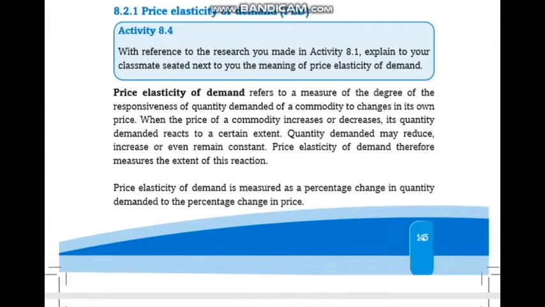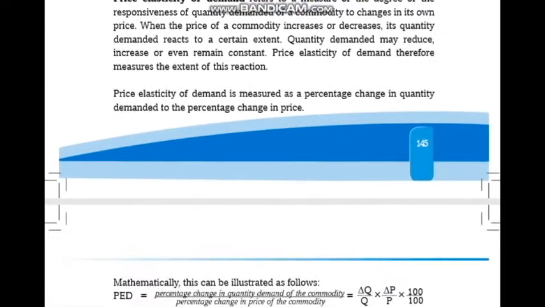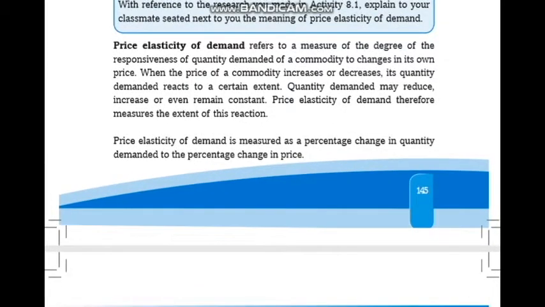So price elasticity of demand is symbolized by PED. Activity 4: with reference to the research you made in activity 1, explain to your classmate seated next to you the meaning of price elasticity of demand. Price elasticity of demand refers to the measure of the degree of responsiveness of quantity demanded of a commodity due to change in its own price. So it measures the percentage change of quantity demanded of a commodity to changes in its own price.